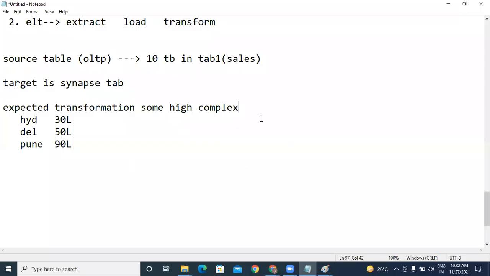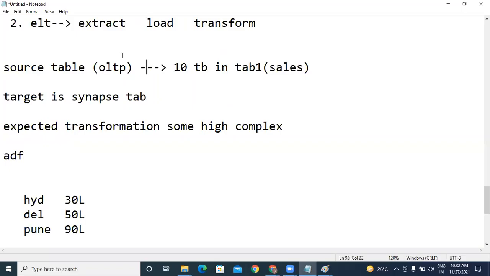Okay. Now, what is the general process? I want to use ADF. I want to extract data from OLTP, and I want to perform some high complex transformation, and load into Synapse.